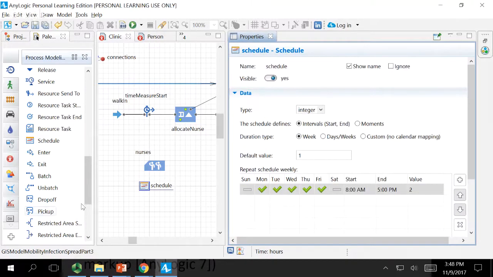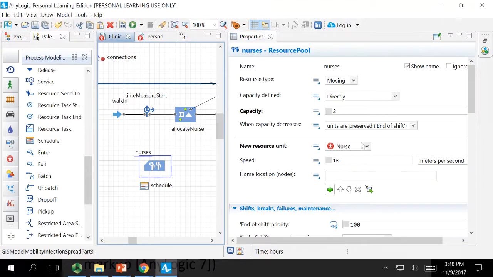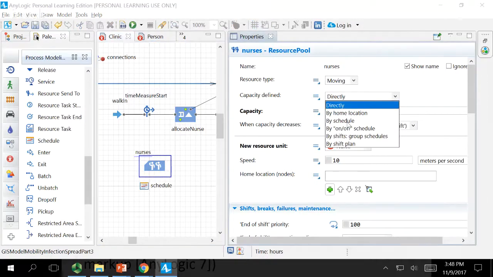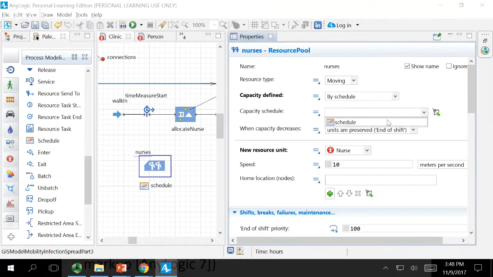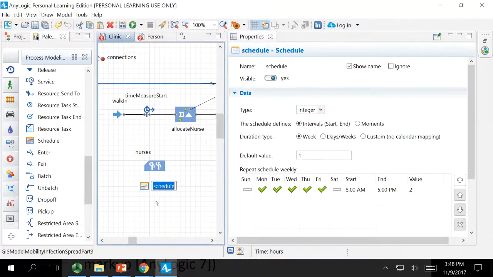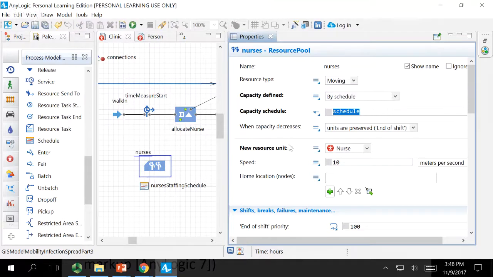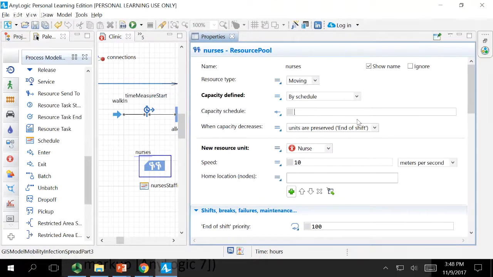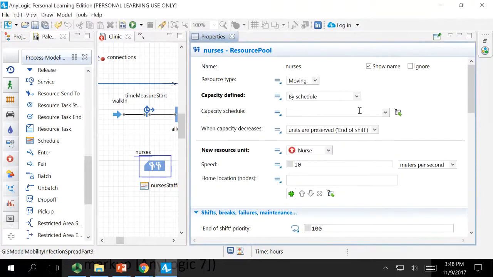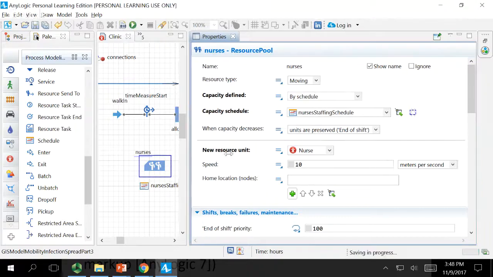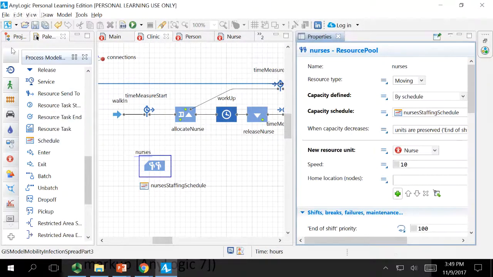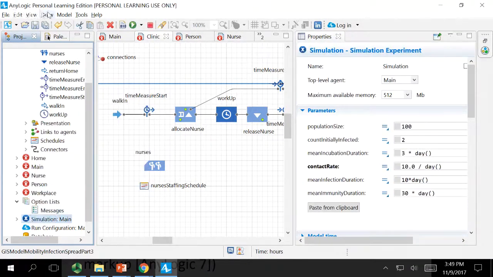Okay? This schedule then could be used to define the schedule associated with the nurses. And you'll notice it says capacity defined by schedule associated with the nurse, and we'll pick the schedule here. Maybe I'll call it nurses staffing schedule. Okay, and whoa, wow, that's pretty. And then the nurses will be defined by, and it's looking for that by the schedule here. Okay, so home location, I'll say schedule, and I'll pick out the staffing schedule. So now we can have variable staffing at different times of the day. Sometimes there's 1 nurse, sometimes there's 2, and we could examine the impact of that.